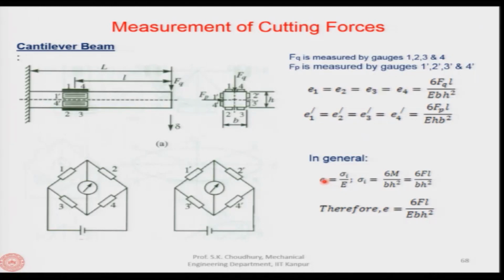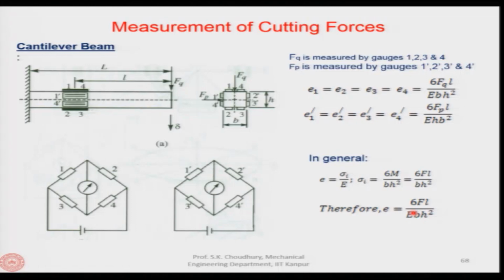In general, we know that the strain is equal to stress divided by Young's modulus. Now, the normal stress can be found out by 6 M, where M is the moment, divided by b into h square. This is the formula taken from solid mechanics. Now, M is the moment, which is the force applied here into the length, F into L. All right. So, 6 into F into L divided by b h square will be the normal stress.